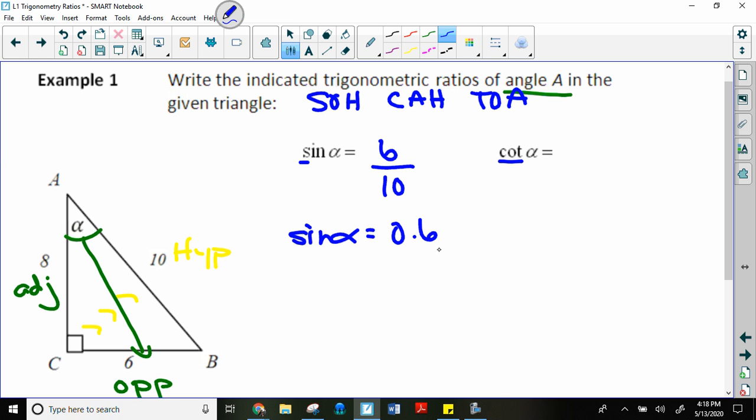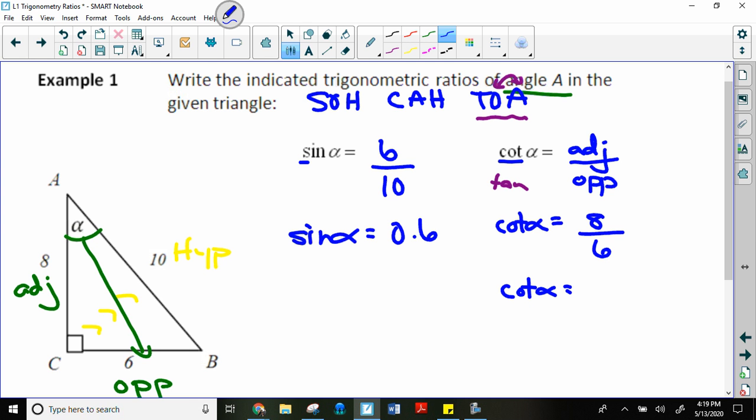Nice. Okay, cotangent is the reciprocal of tan. So we're going to use TOA, but we're going to flip these around because it's reciprocal. So for us, cotangent is actually adjacent over opposite. Cot of the angle is 8 divided by 6, which is 1.3333333.